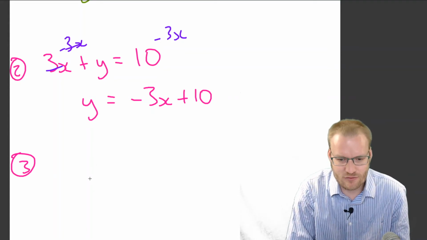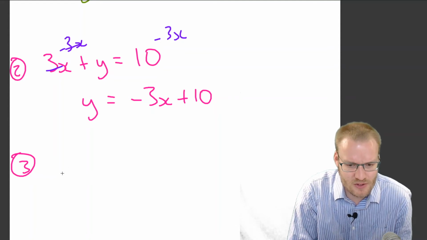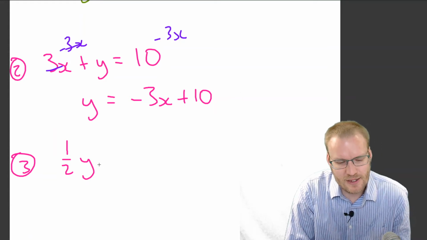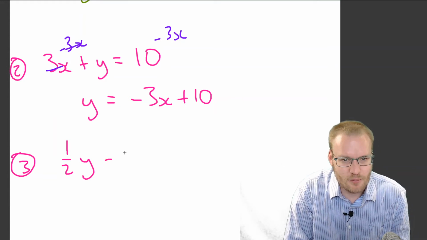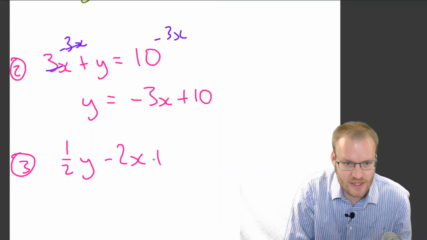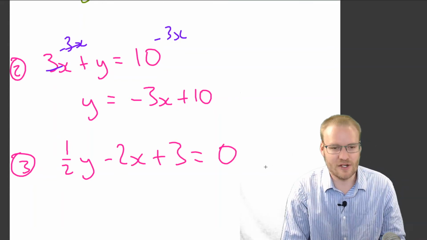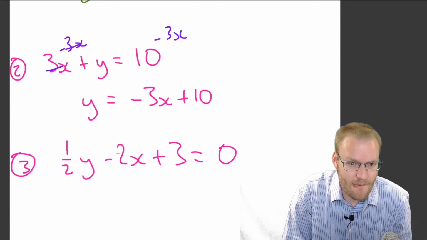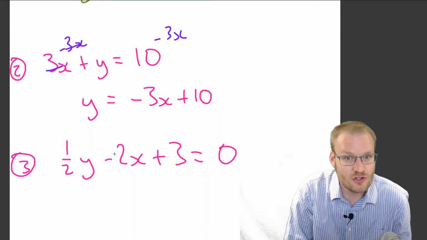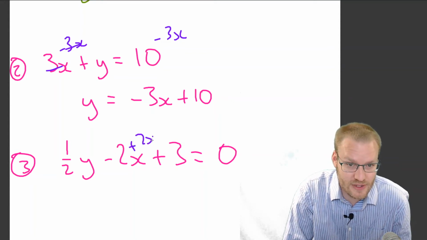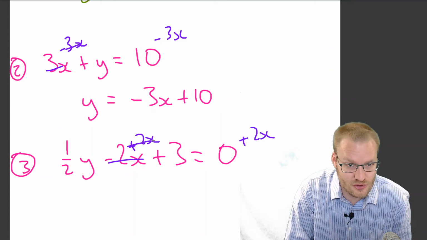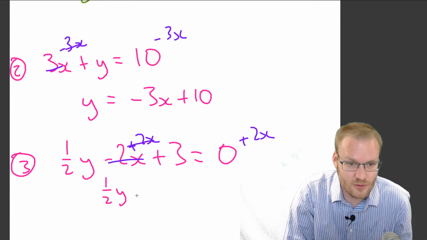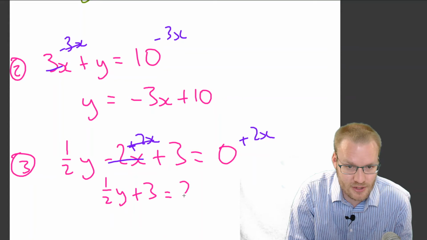Let's go for the last example. What happens if we've got, let's do something like this: a half y minus 2x plus 3 equals 0. How about something like that? Okay, let's do this step by step. Minus 2x. So what do we need to do to each side? We need a plus 2x on both sides. Those two eliminate each other to give 0. So we've got a half y plus 3 equals positive 2x.